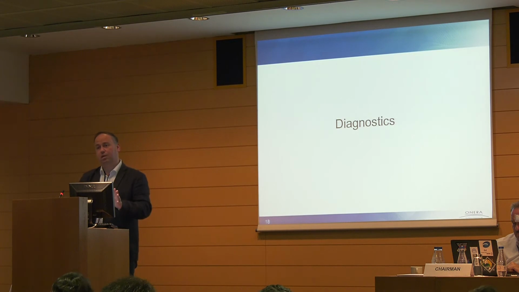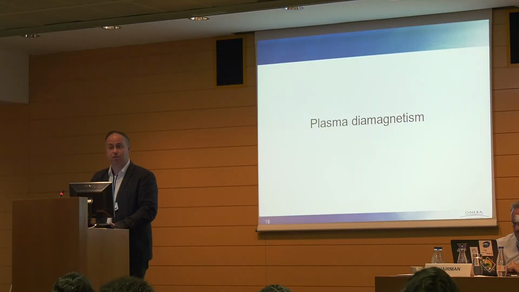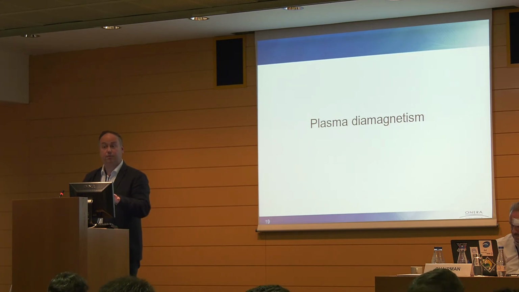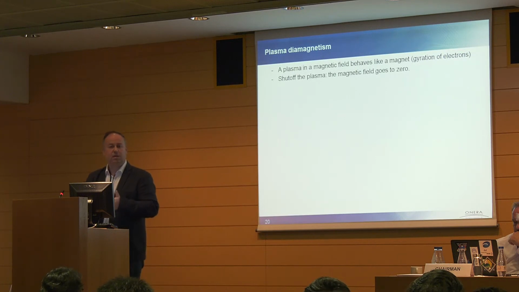So I finished on the RF side. I will come back to that as a comparison with the Hall effect thruster at the end of my diagnostics part. First of all, very quickly, because it's ongoing work, I will talk about plasma diamagnetism measurement because it's very specific to RF thrusters. So basically what you have to understand is that in a plasma in a magnetic field, the electrons are turning around the magnetic field lines. So they act like small magnetic dipoles, okay? And so basically the plasma is a magnet. If you put a plasma in a magnetic field, the plasma itself is a magnet.